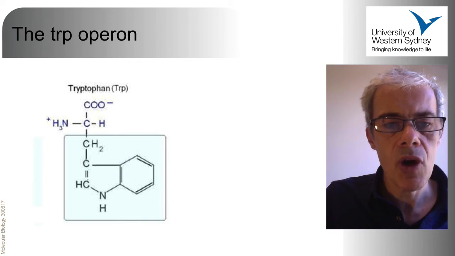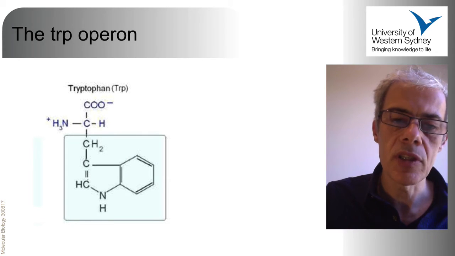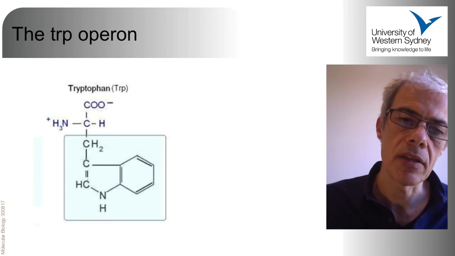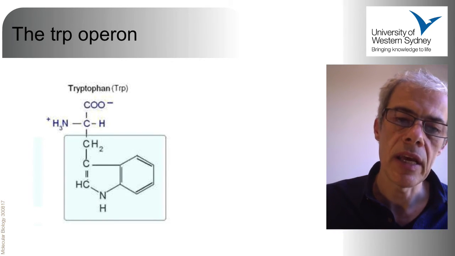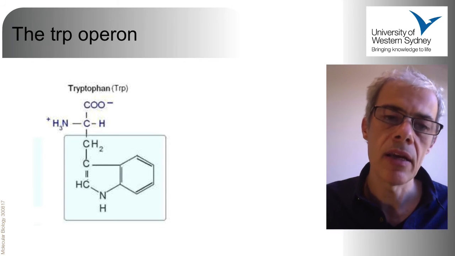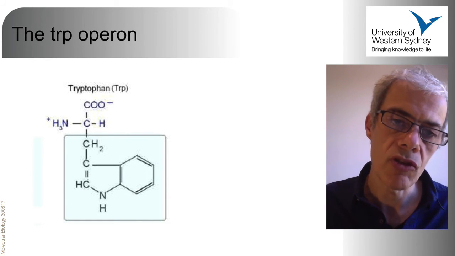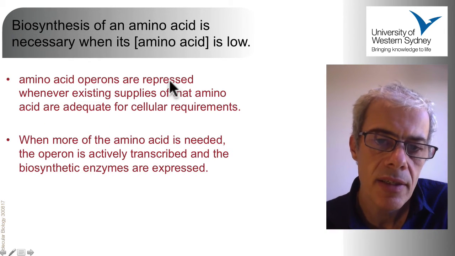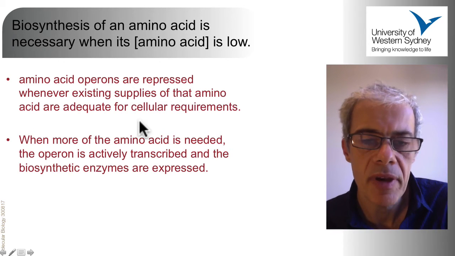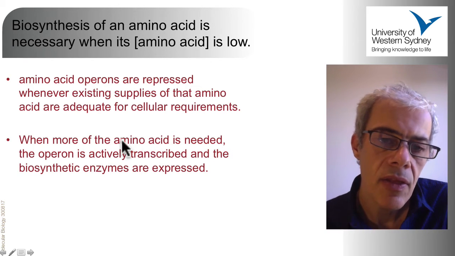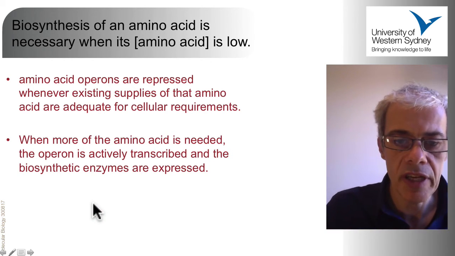So the control of the tryptophan operon follows a different logic, because we're dealing with a very different metabolite. Here we're looking at a metabolite that's involved in anabolic metabolism, the building up of things. Making proteins requires tryptophan. When tryptophan's absent, you need to make tryptophan. Therefore, you need to turn genes on when the tryptophan's not there to make more. So these amino acid operons are repressed when existing supplies of the amino acid are present. And when more amino acids are needed, then you need to actively transcribe the genes to make that amino acid.